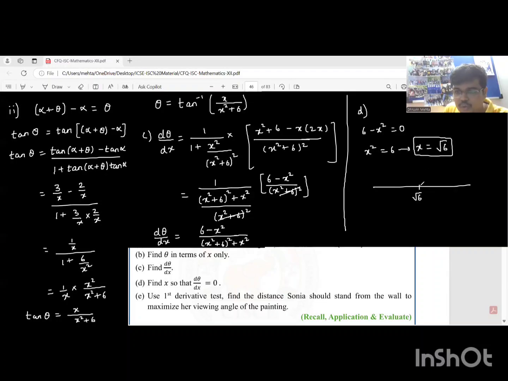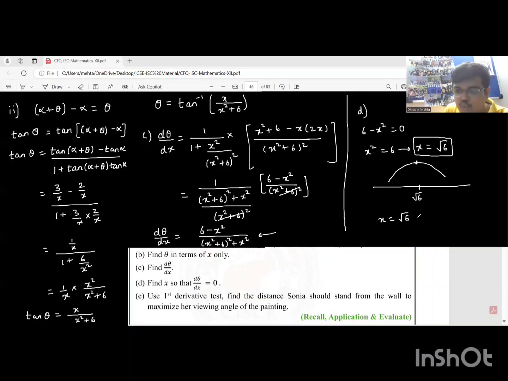Now, students, to the left of root 6, take any random number. Root 6 is basically 2 point something. I'll take 2 to the left of root 6. When you substitute 2 in this, students, you have to check whether you are getting a positive answer or a negative answer. When you substitute x as 2, we'll get a positive answer, which means the derivative in this case is increasing. Further, you take any number to the right of root 6, I'll take 3. When you substitute 3, you'll get a negative number, students, which means at this point it is maximum. And therefore, we can say, students, for maximum viewing angle, the value of x is root 6.